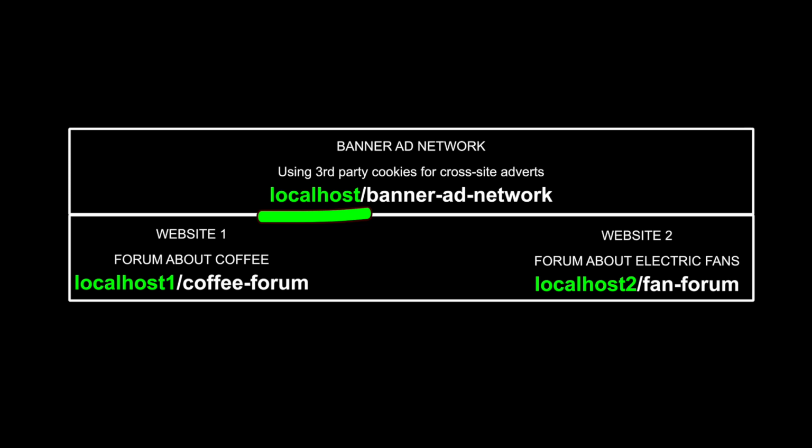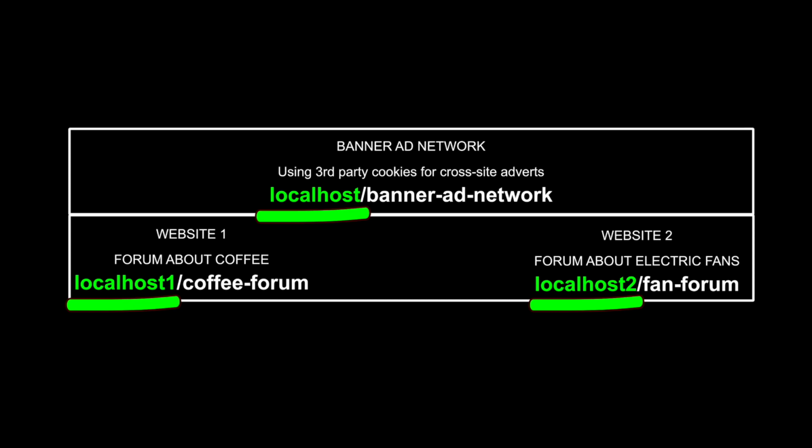The two demo websites where the banner ad will be displayed are a forum about coffee running on the domain localhost1 and a forum about electric fans running on localhost2. Note that all three of these web apps are running on different domains, which you can see are highlighted in green. The fact that these are all on different domains is crucial to understanding the problem with third-party cookies and how CHIPS solves this problem.